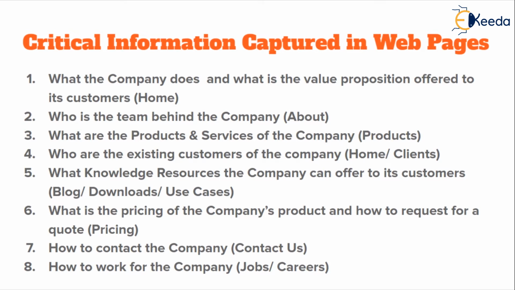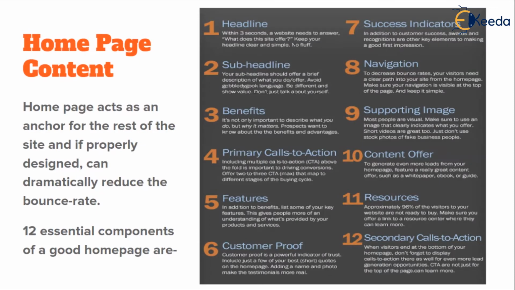So let's begin with the homepage content. The homepage, as I said earlier, acts as an anchor for the rest of the site, and if properly designed can dramatically reduce the bounce rate. Since most customers are organically likely to land on the homepage if they are not coming through an inbound link or an ad campaign, this is likely to be a very heavily visited page. And therefore you have to take care of 12 essential components to design a good homepage and ensure that there are no failures here, no lackluster or poor content put on the homepage itself.